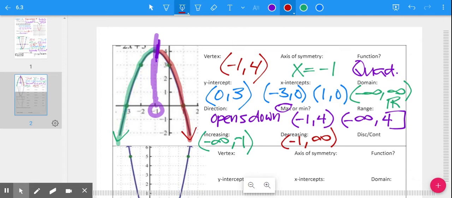So is this discrete or is it continuous? Because it's not a bunch of dots and no line on a graph, it's continuous because all the points that make up this line, this function, are connected.